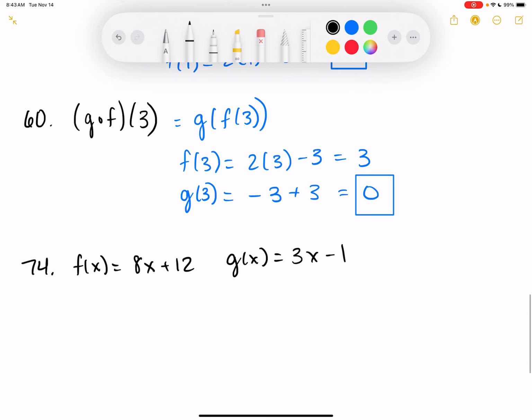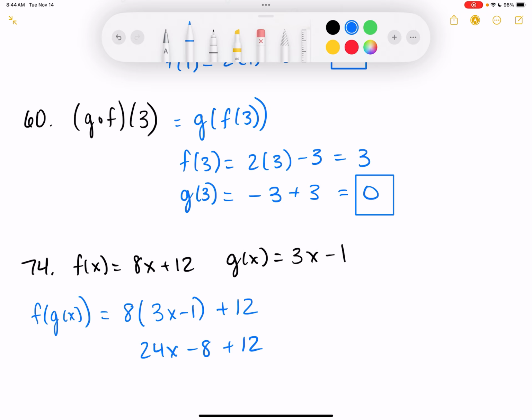So f of g of x, we're taking this entire function g of x and plugging it in for x in f of x. So this is going to be 8 times 3x minus 1 plus 12. And then I'll distribute and combine like terms. So that's going to be 24x minus 8 plus 12, which is 24x plus 4. So that's f of g of x.